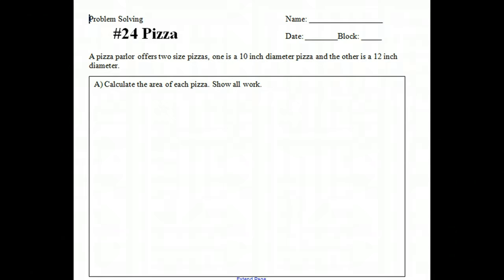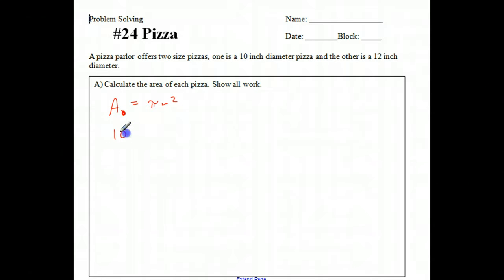Show all work does not mean that we shouldn't use a calculator. It just means that we have to explain where our answers are coming from. So the first thing you need is to know the formula for the area of a circle. I would look in the back of the textbook, or you can even Google it. I'm sure it would come up. The area of a circle, and I'm just putting a little circle down here so we know what we're talking about, is going to be pi r squared.